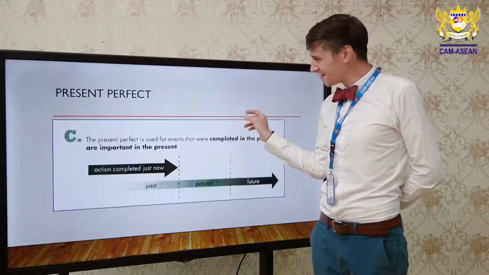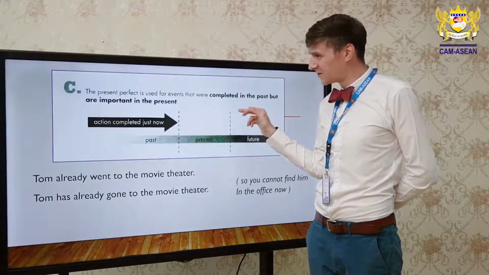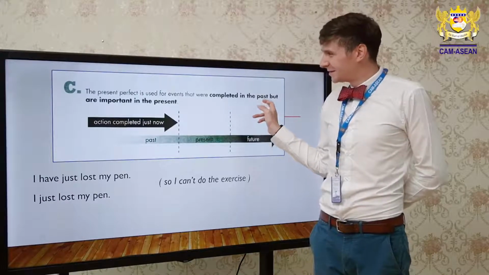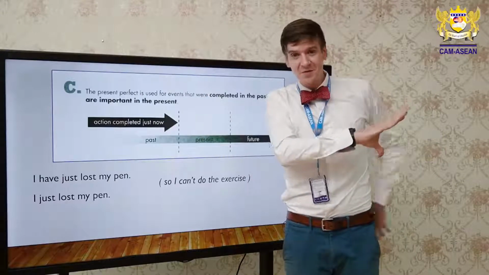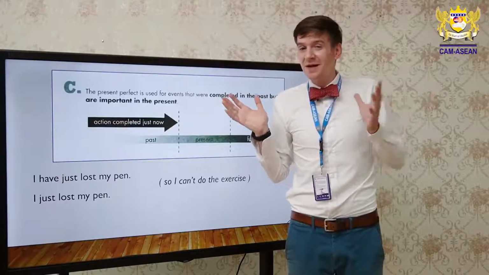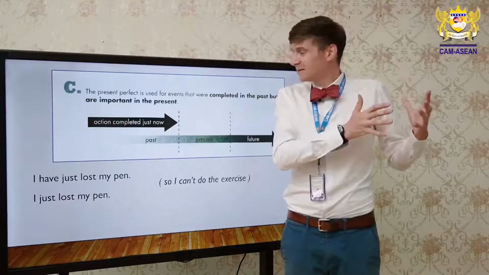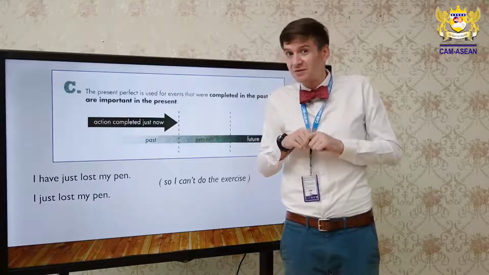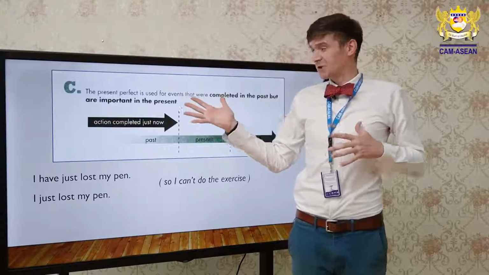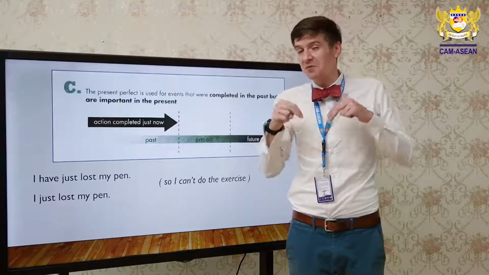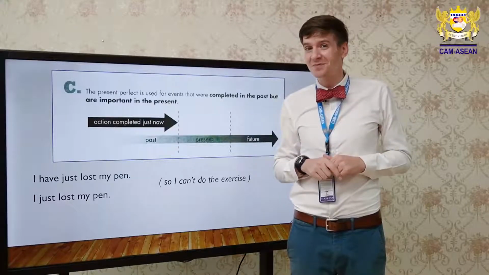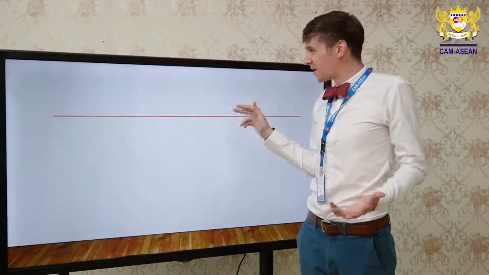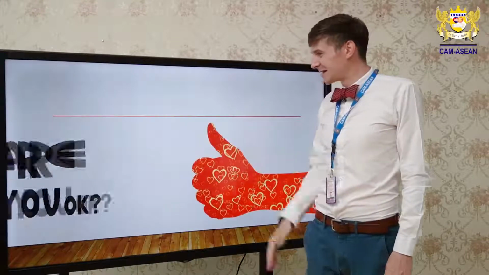Just moving through these here, we've covered everything. We've covered those three situations. It's already taken place, but we don't know when. It's something that's already happening and continues to happen even now. That's number 2. And then number 3 is right here. It was completed in the past, but that information is important now. All right. So that is one of the present tenses.